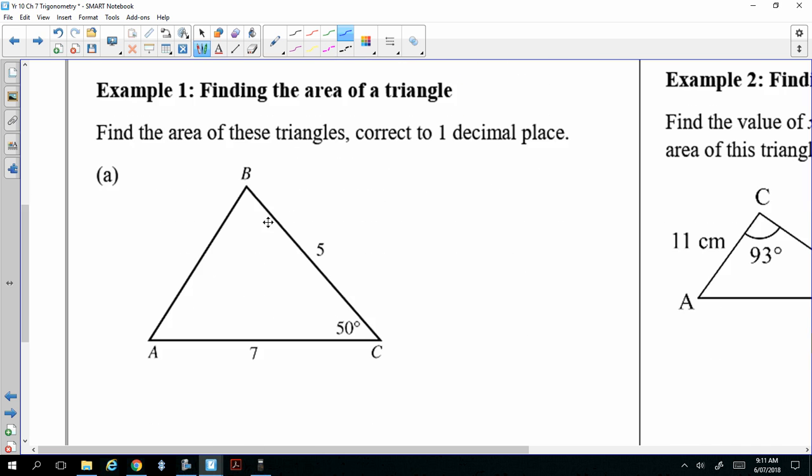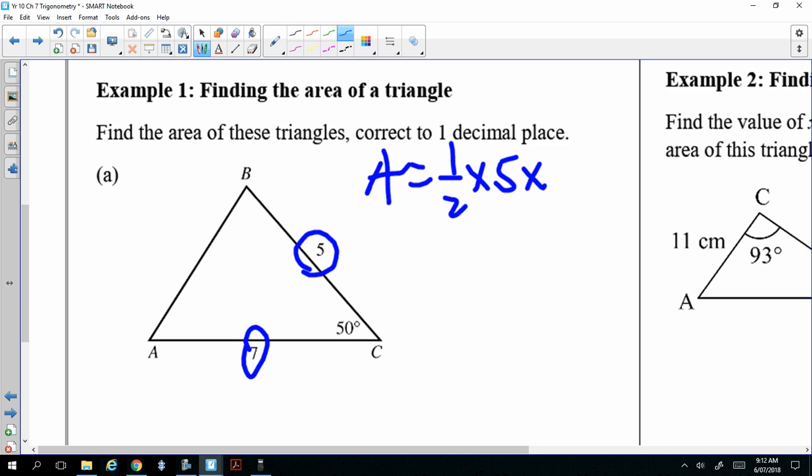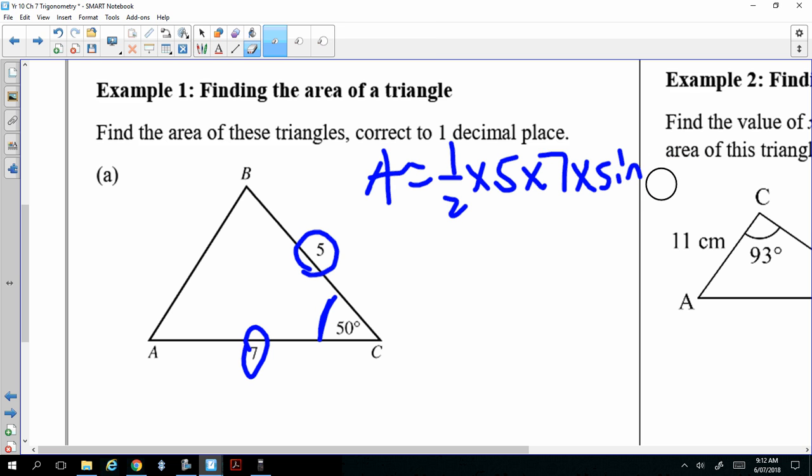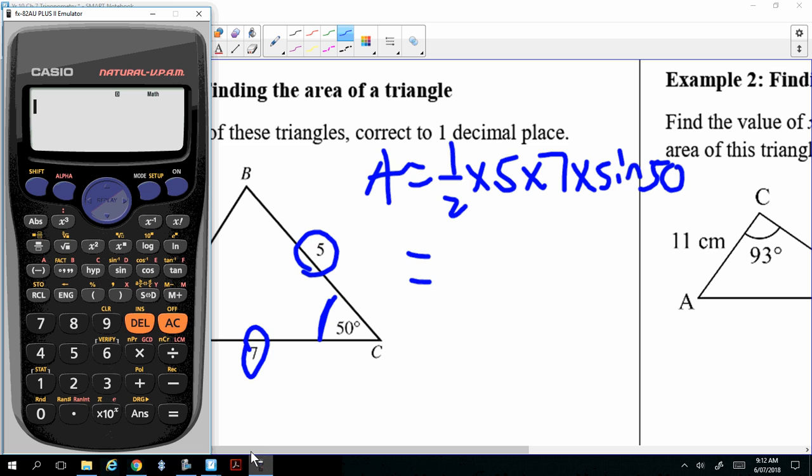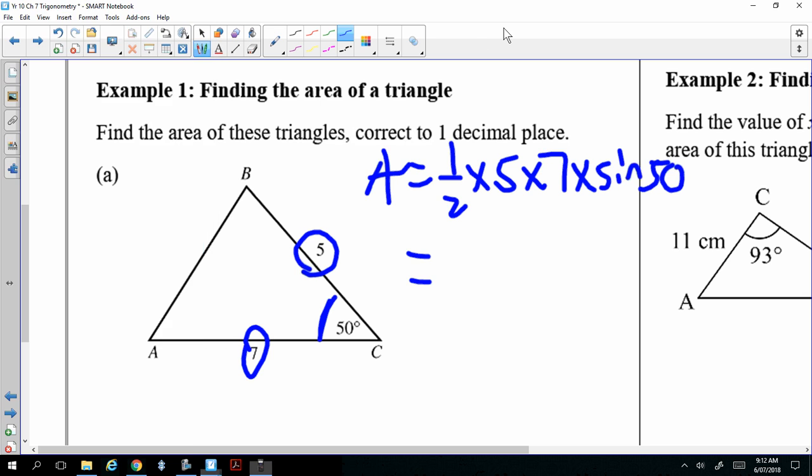So if I want to find this area, I just have to do area is half times 5 times 7 times the angle in between. That's it. That gives you the area. So that's the easiest of the formulas. So we can calculate the area of this triangle. Using a calculator, you will get 0.5 times 5 times 7 times sine of 50 degrees gives you 13.4, correct to 1 decimal place.